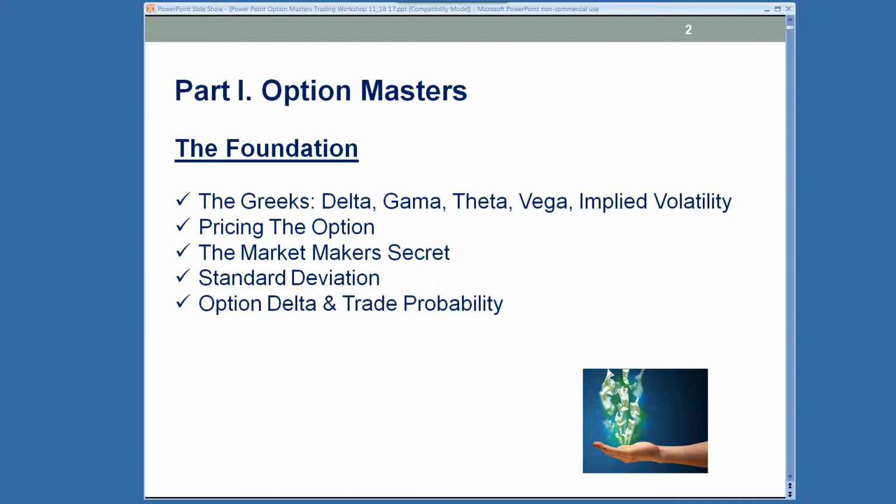Big part of option trading and trading in general, it's about probabilities, so standard deviation and measuring probabilities. So we'll spend a good chunk of time on that so you'll understand exactly how that works and how you can use it to help you forecast price targets and direction based on targets that are viable targets based on standard deviation. We'll look at option delta and how to use that in your trading for trade probabilities.